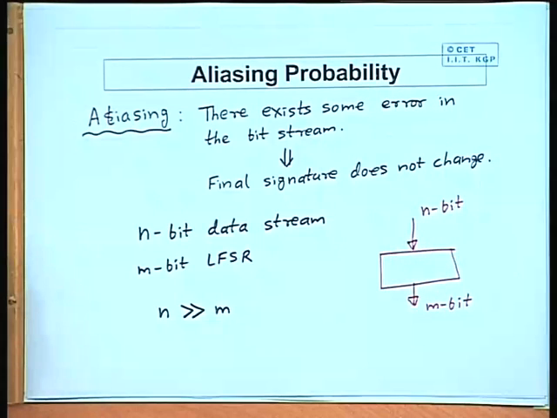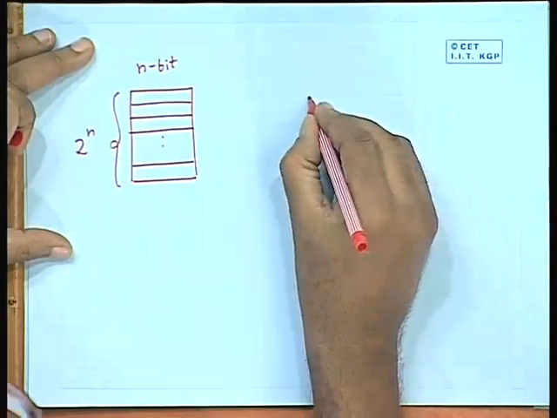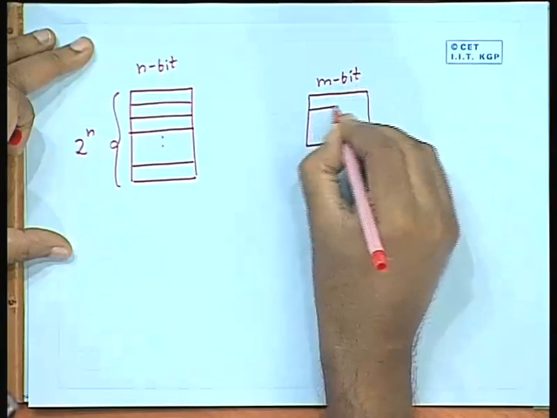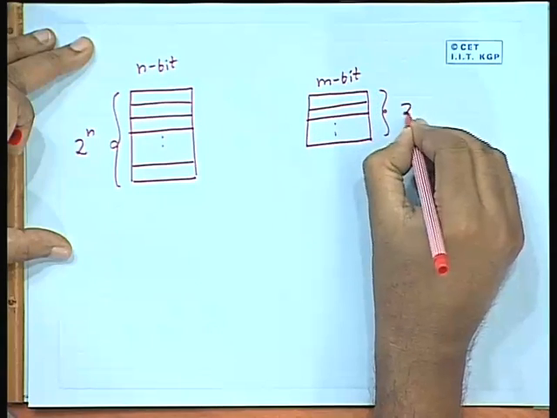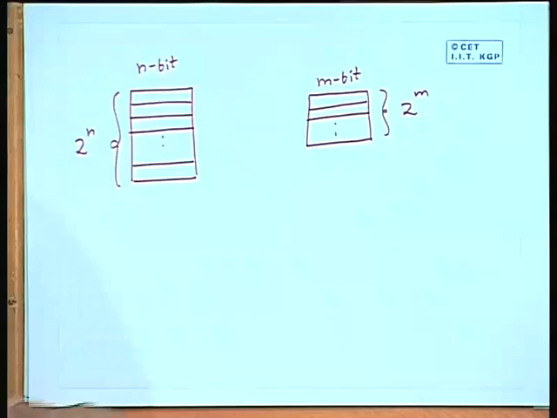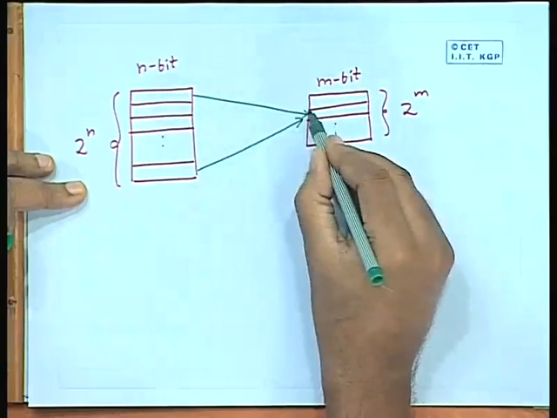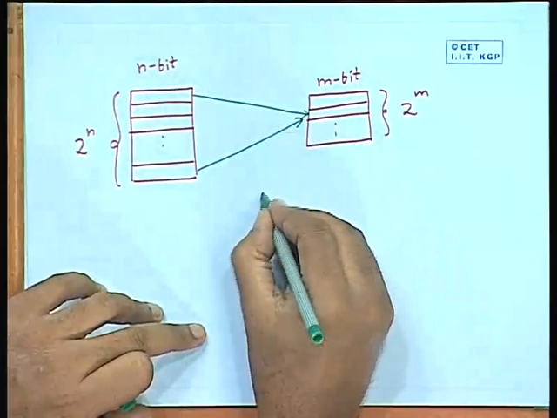So, what does this mean? It means that the input was n bit. Now, in n bit we can potentially have 2 to the power n possible combinations, and similarly for the LFSR, for m bit we can have 2 to the power m possible bit combinations. So, there is a chance that several of these 2 to the power n patterns might get mapped into the same m bit pattern out here. This is what we term as aliasing.